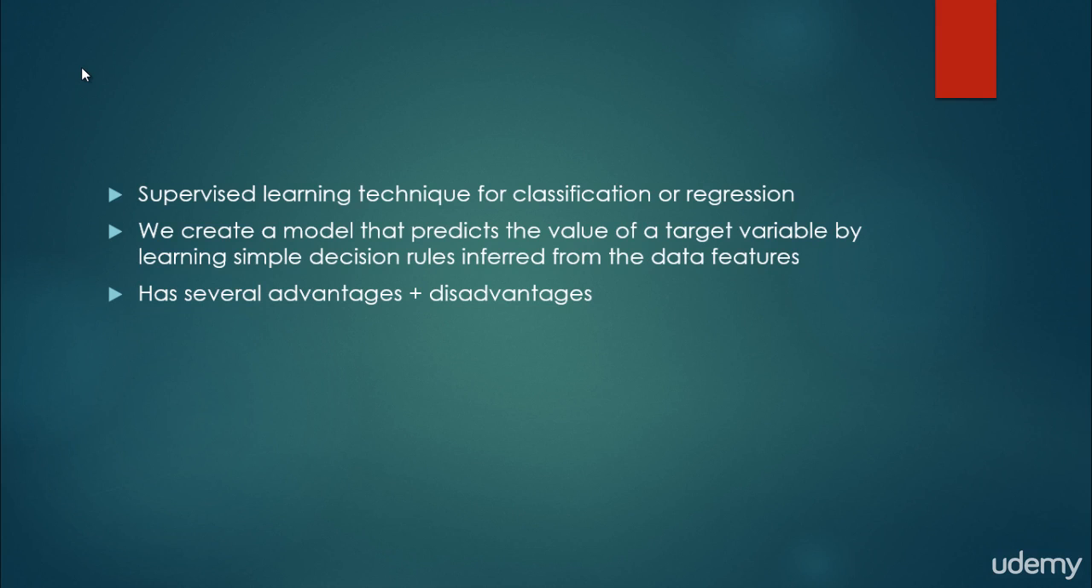The decision tree algorithm is a supervised learning technique for classification or regression. So we use it for two main types of tasks: if you want to classify something, or to use regression. We create a model that predicts the value of a target variable by learning simple decision rules inferred from the data features. The data features are the temperature, humidity, windy, and so on. It has several advantages as well as several disadvantages.